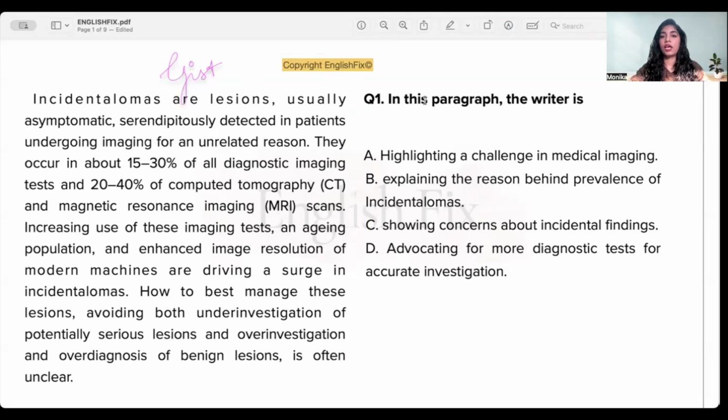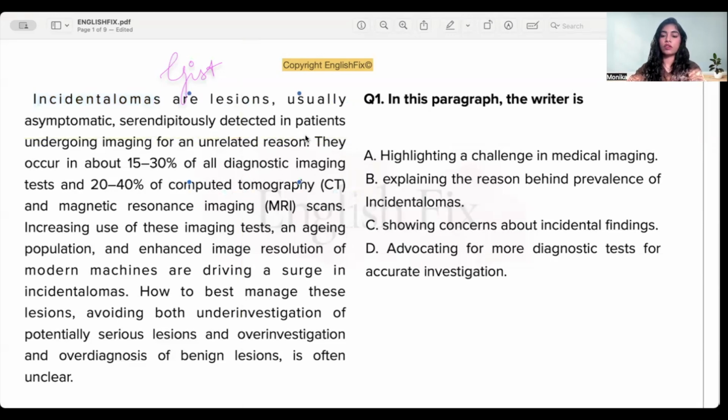Okay. Now, let's see what is there in this paragraph. First of all, it talks about how incidentalomas are lesions, and they don't usually show any signs or symptoms. Well, that's what it means to be asymptomatic. And they're accidentally detected in patients who undergo imaging for a completely unrelated reason. That's quite interesting. So it has basically given me a basic definition of incidentalomas. They're accidentally detected, they don't show any signs or symptoms, and they come up in an imaging test for a completely unrelated reason. And then it shows me how common it is.